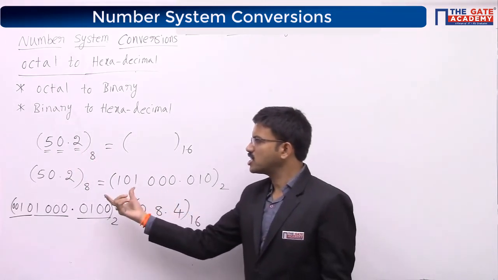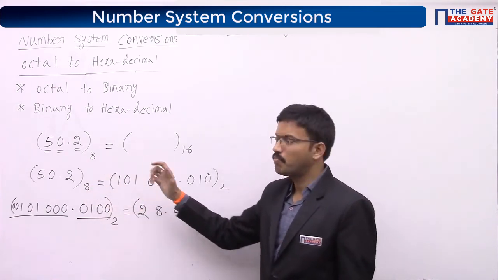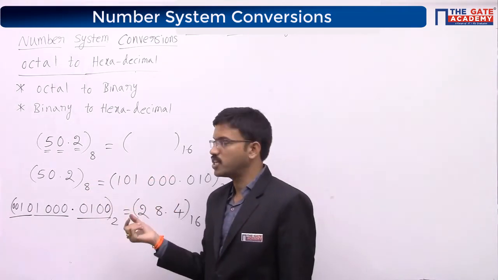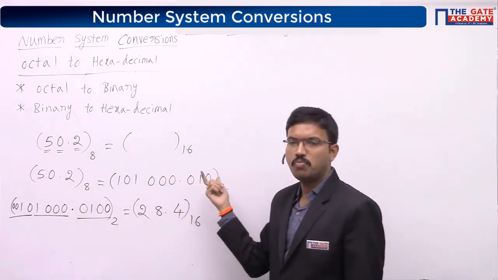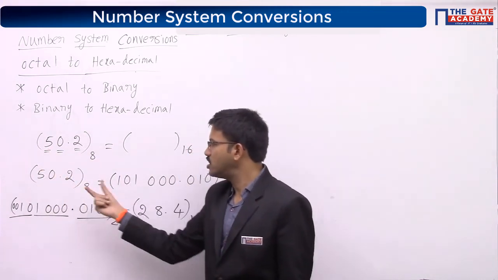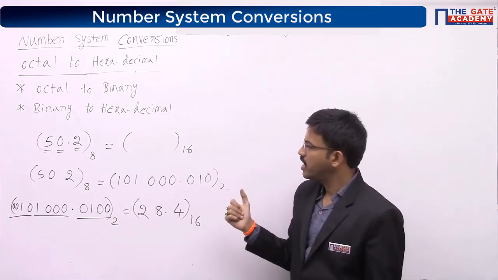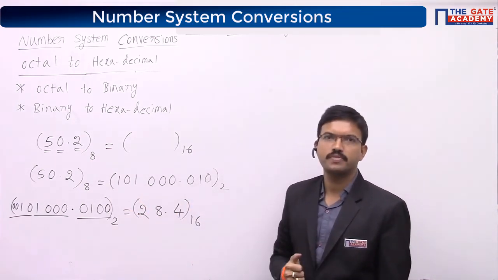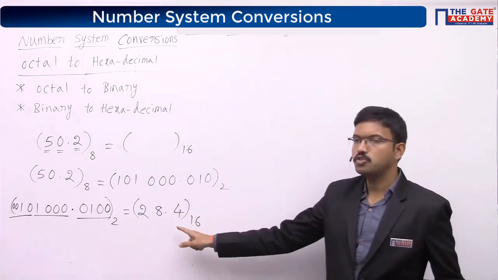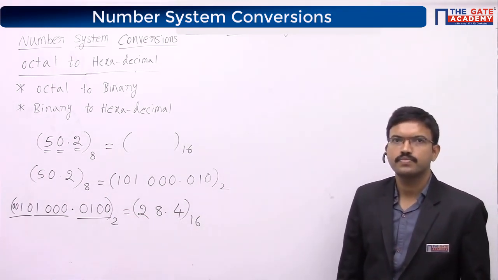See here, for understanding purpose I am giving the 2 steps, but in the exam you can perform it directly in 1 step. First you convert the given octal number into the corresponding binary, that means represent each octal digit with 3 bits, and then do the grouping of 4 bits in order to get the hexadecimal number. Okay, so you will get 28.4 base 16.